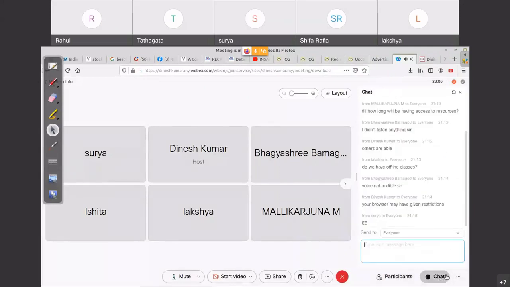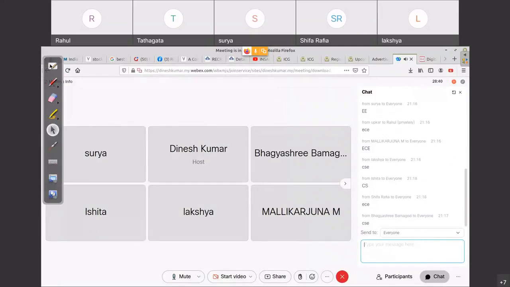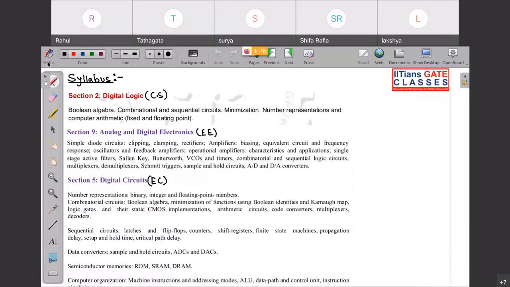So double E. Surya is telling. What about others? ECE, ECE, CSE, CS. Okay. Anyone else from instrumentation? Anyone? Okay. So maximum people are from EC. Very good to know. Yeah. So CSE. Okay. So Bhagyashri, am I audible now? Is it okay now at your end? Hopefully I am.